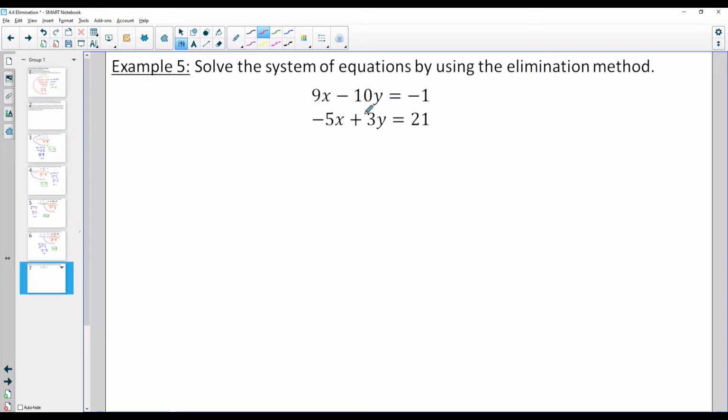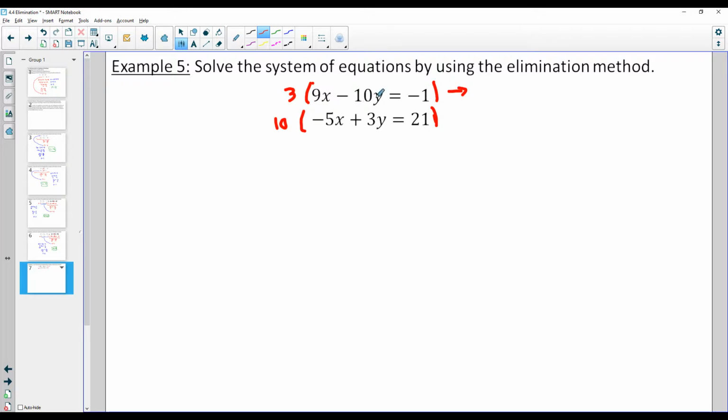I think 3 and 10 are going to be the easiest to match. I know that those are going to have a least common multiple of 30, right? So I want to change this 3 to a 30. So I'm going to multiply this by 10. And I'm going to want this 10 to also be a 30. So I have to multiply this side by 3.